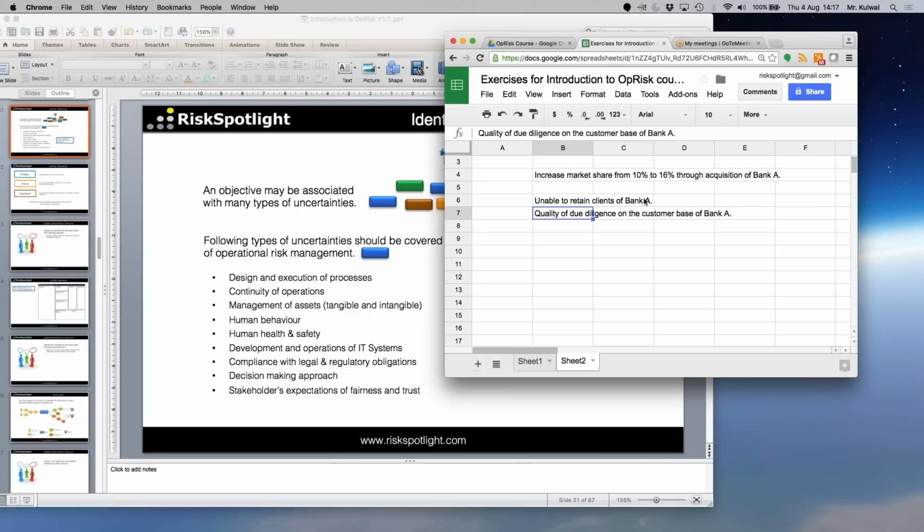because if they're saying they have so many customers, and when we acquire they don't have as many customers as they were saying, we may be able to acquire, but we won't get the market share. So the quality of due diligence, because that's a process element of that acquisition, that could be classified as an operational risk.